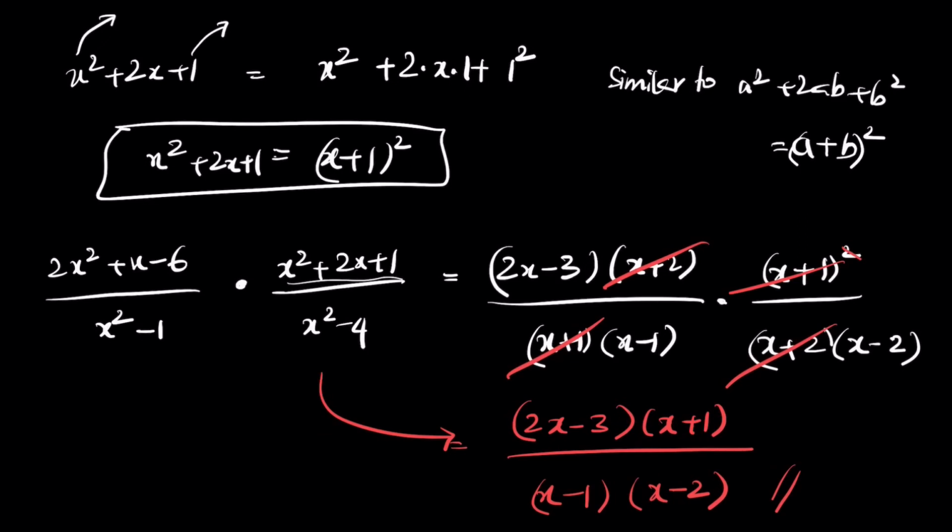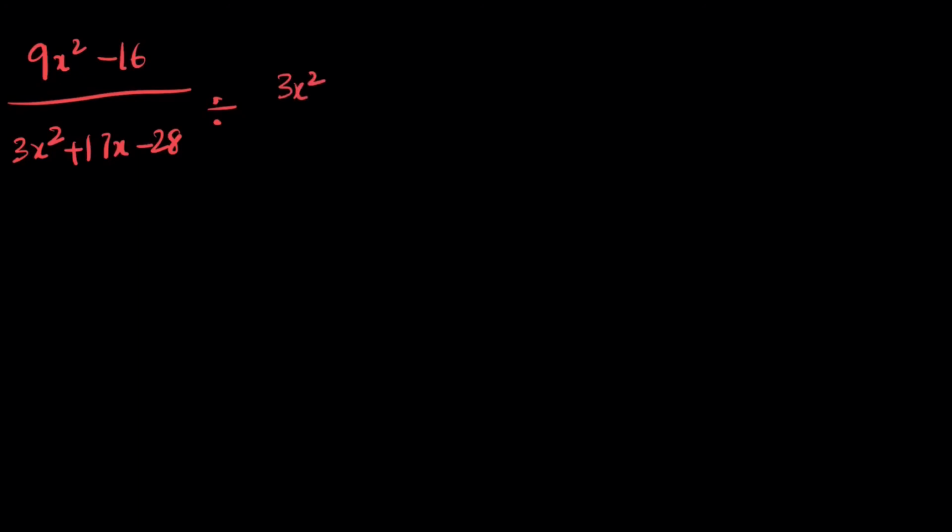Now, let me write down an example so that you can try it on your own: 9x squared minus 16 over 3x squared plus 17x minus 28, divided by 3x squared minus 2x minus 8 over x squared plus 5x minus 14. So pause the video right here and try to solve this problem.